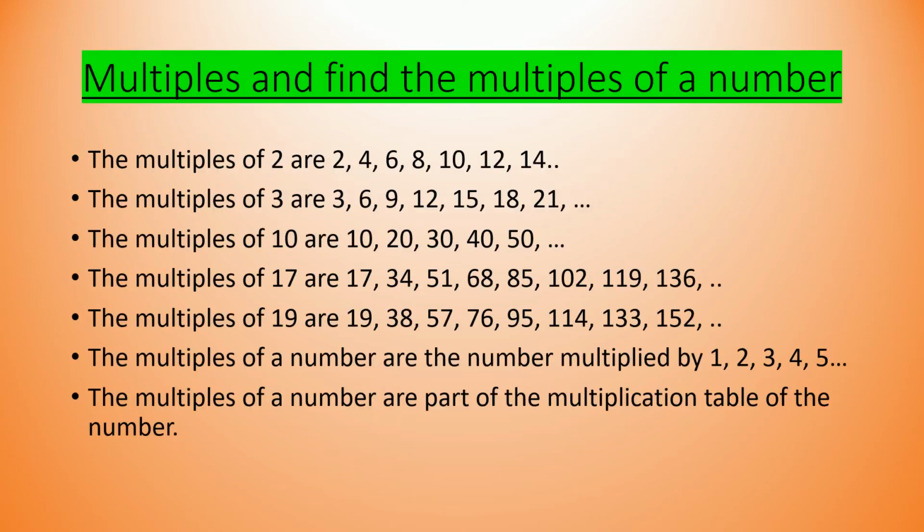So the multiples of 2 are 2, 4, 6, 8, 10, etc. The multiples of 3 are 3, 6, 9, 12, etc. And the multiples of 10, you can find them in the multiplication table. For 10, they are 10, 20, 30, 40, etc. And similarly for 17 and 19, okay. The multiples of a number are the number multiplied by 1, 2, 3, 4, 5, etc.